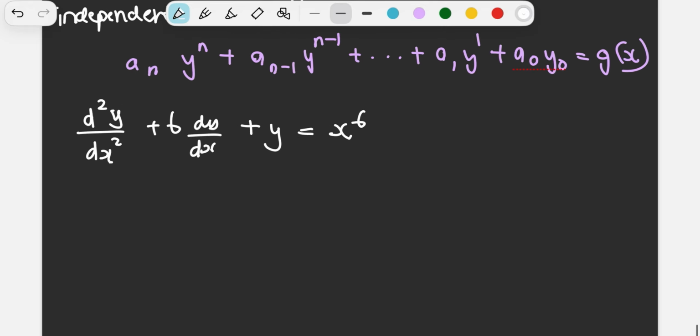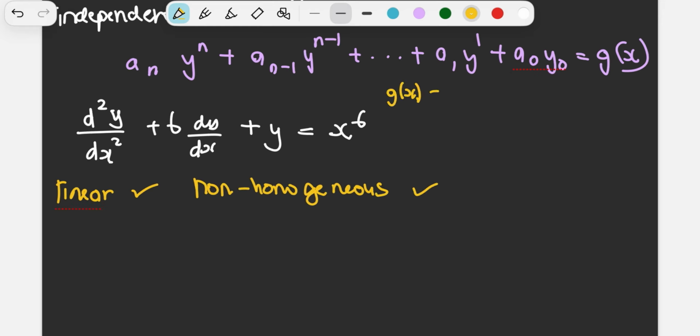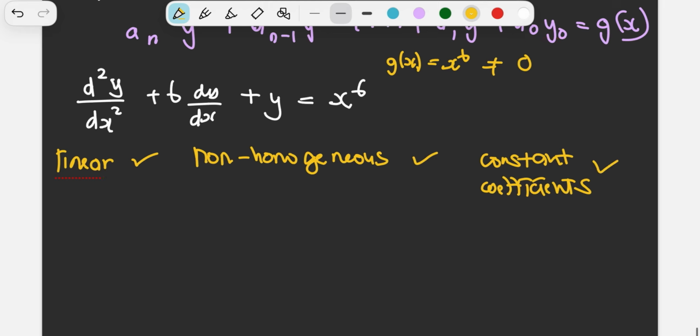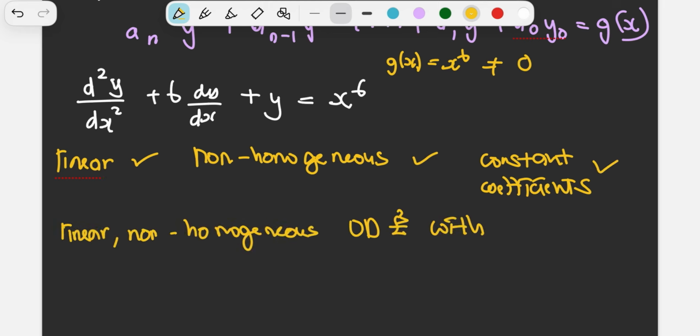So first, you can see that y and all its derivatives don't have any function of y as their coefficients, and they're not powered to anything other than 1. So this is basically linear, and it's also non-homogeneous, because g of x is equal to x to the power of 6. The term independent of y is x to the power of 6, which is not equal to 0. So this is non-homogeneous, and it has constant coefficients. So if you're asked to describe this, you can say this is a linear, non-homogeneous ODE with constant coefficients.